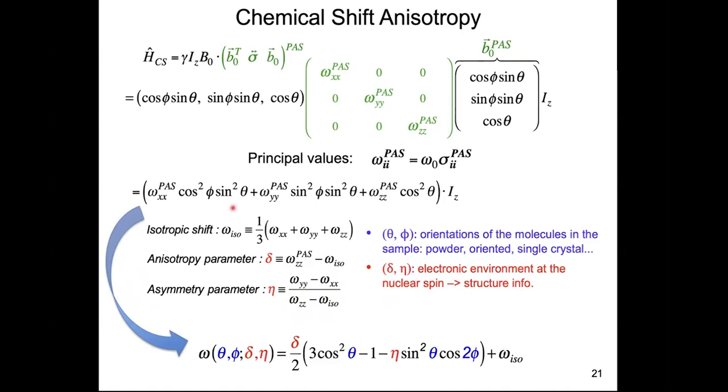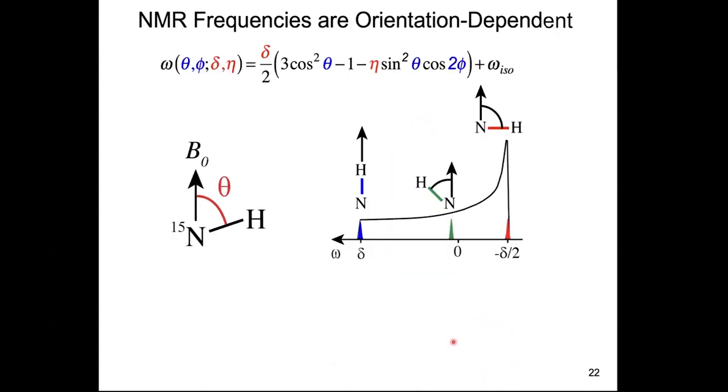So with these three new parameters defined, one can show that the chemical shift frequency, which is orientation dependent, is this equation: omega, which depends on theta, phi, as well as on delta and eta, is equal to 1/2 delta times (3 cosine squared theta minus 1 minus eta times sine squared theta cosine 2 phi). And then this whole term, which is the orientation dependent part, should be added to the isotropic component. Okay, so this is a sort of master equation for the anisotropic chemical shift frequency, which one can see all the time in various textbooks and NMR tutorial papers.